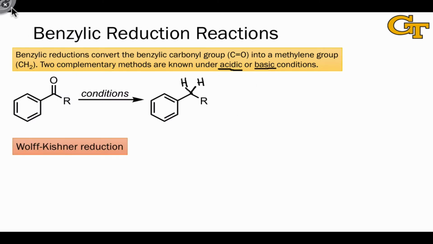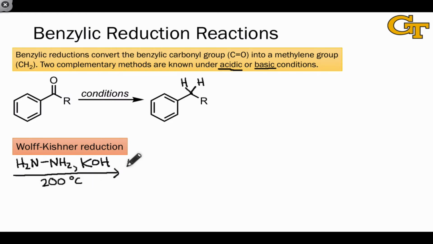The first is the Wolff-Kishner reduction, and this occurs under strongly basic conditions. It involves the use of the reagent hydrazine, N2H4 or H2N NH2, as it's often drawn to suggest its structure, as well as the basic reagent KOH, and multiple equivalents of KOH are required to make this reaction go. In addition, you often see high temperatures used in the Wolff-Kishner reduction. Something like 200 degrees C is not uncommon.